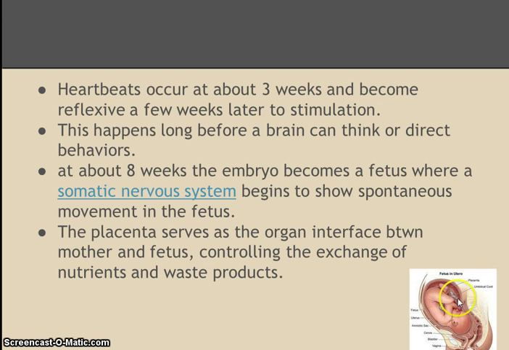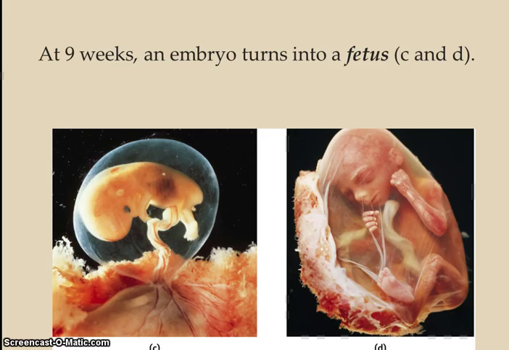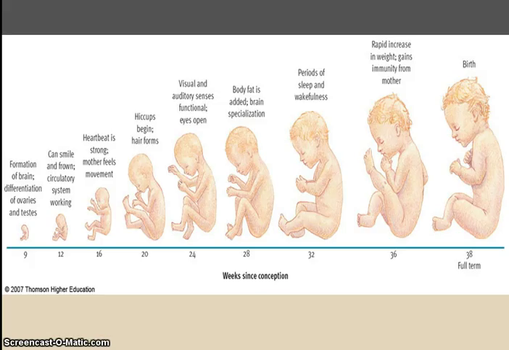The placenta, which I know this picture is small, but you can see is right here, serves as the organ interface between mother and fetus, and it controls the exchange of nutrients and waste products. It's very, very nutrient rich. In some cultures, the mothers eat the placenta after the baby has been born, because it is so rich in nutrients. You can actually save the placenta if you would like. At 9 weeks, an embryo turns into a fetus, and you can see here those weeks of conception, what the baby starts to look like.